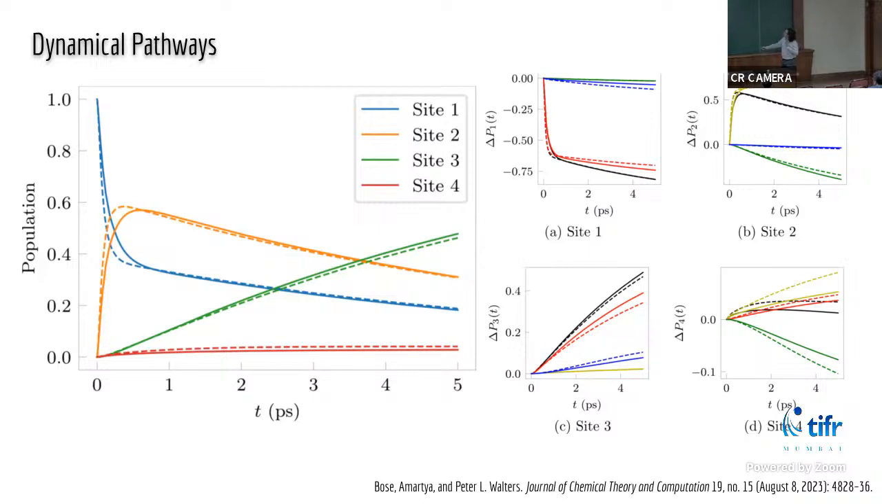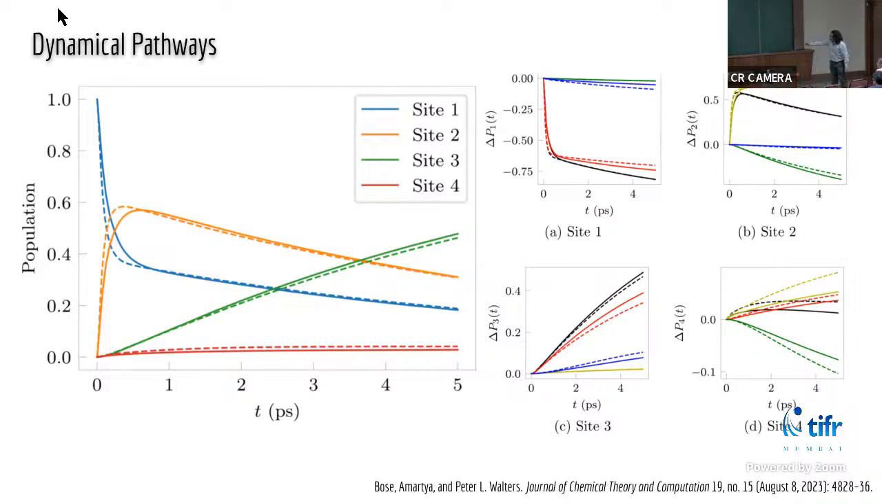So you can see here I'm plotting the change of the population of site one. That is the black curve. And the black curve is basically the blue curve after subtracting one, the initial population, from it. And we have been able to partition this population transfer amongst the change due to the second molecule, which is the red curve, the change due to the third molecule, which is the green curve, and the change due to the fourth molecule, which is the blue curve.